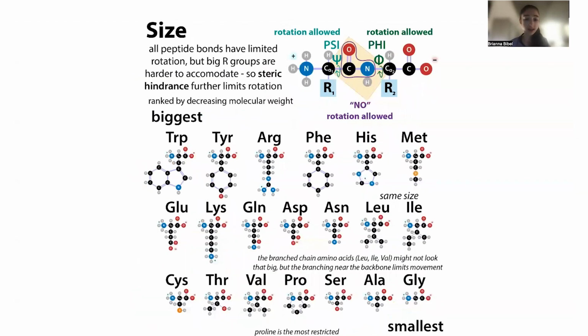Okay, so that was size and flexibility and stuff like that. So remember steric hindrance, atoms saying, I need my elbow room. Get out of my space. If you're bigger, it's going to be harder to rotate. And if your bulk is closer to the backbone, it's going to be harder to rotate. And remember, you need to have that hydrogen available on the backbone in order to form those hydrogen bonds. And so proline is not going to be able to do that.